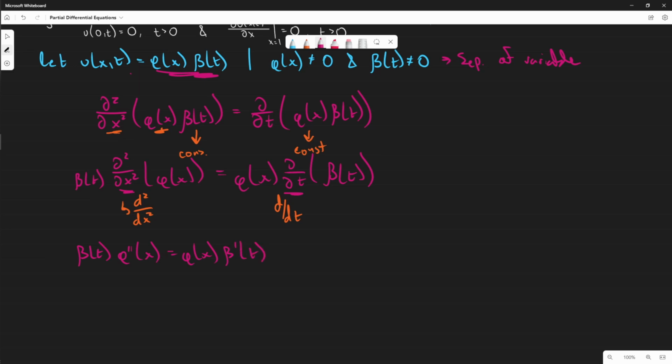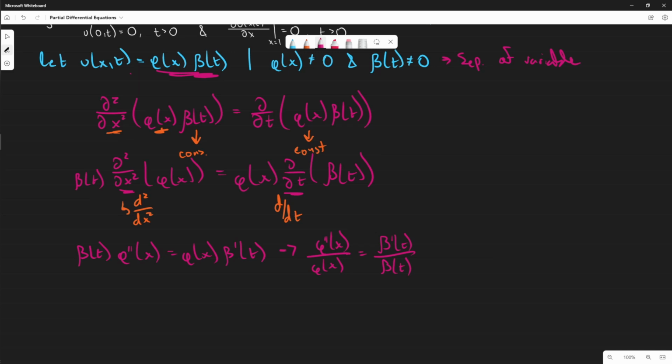Now we are going to separate these variables, putting the x's on one side and the t's on the other. When we do that, we get phi double prime of x over phi of x is equal to beta prime of t over beta of t. So what do we do now?